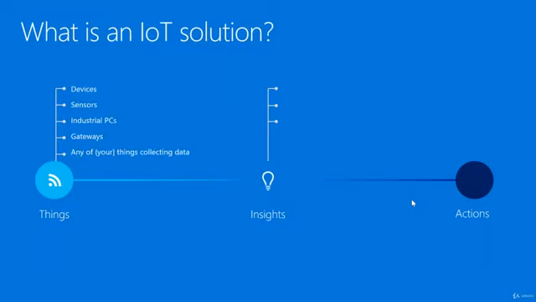For things, and not just devices, we also include industrial PCs, gateways, and everything collecting data. For insights, we use them to find real-time insights, historical insights, and to drive improvement in your connected things. And finally, actions, which are very important from the economic perspective, because that's where the money comes in for any IoT solution and any IoT scenario for any IoT product.